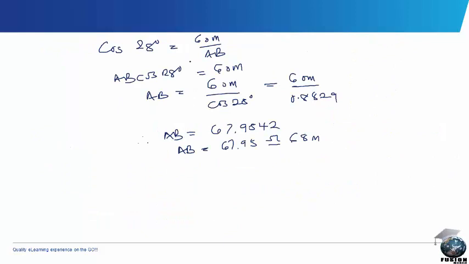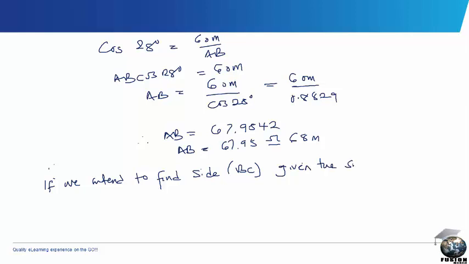Okay, go ahead to find the other side, assuming we intend to find side BC, given the side AC and the angle of 28 degrees. All right, we'll solve as follows.